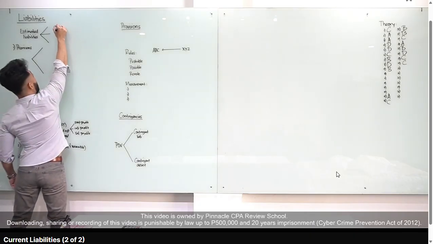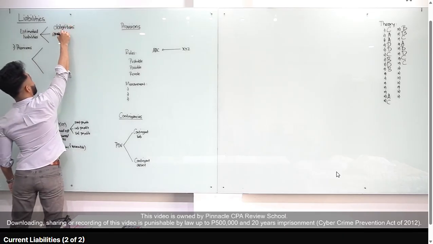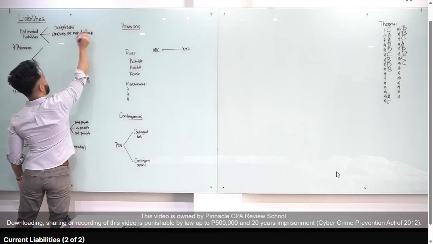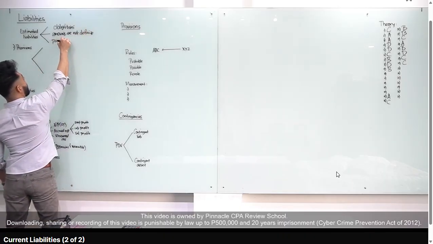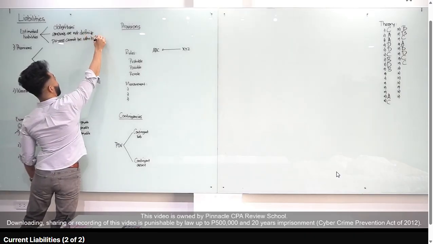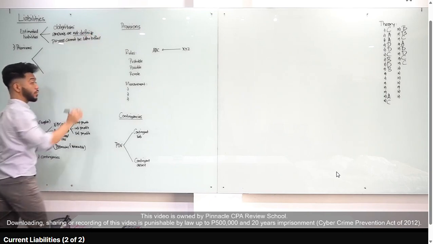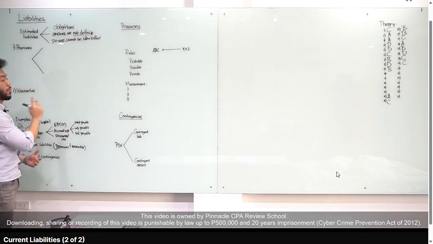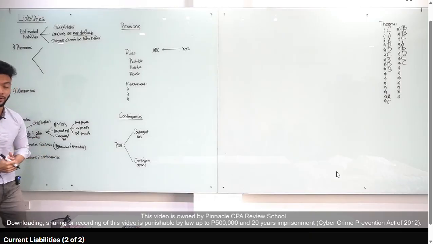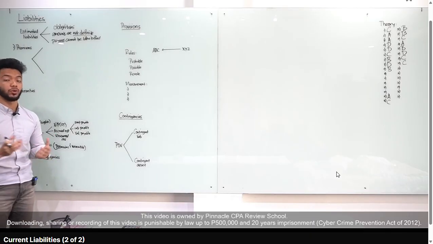Estimated liabilities are obligations wherein the amounts are not definite, and in some cases, the exact payees cannot be identified. This is the definition of estimated liabilities. These are obligations wherein the amounts are not definite, kaya estimated, and in some cases, the payees cannot be identified. May mga instances wherein hindi natin alam kung sino yung babayaran natin. Okay? Estimated liabilities are considered as liabilities because nag-qualify sila sa recognition criteria.